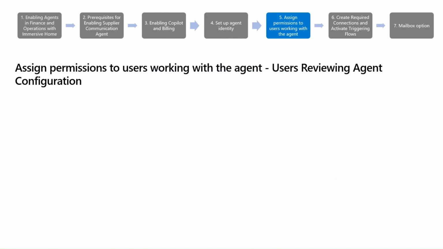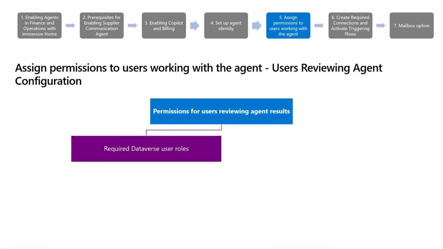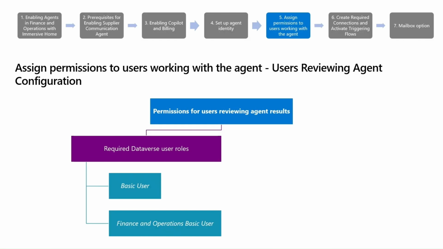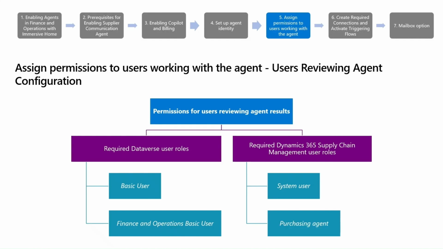Users reviewing agent results. For users who are only reviewing the outcomes generated by the agents, a more limited set of roles is needed, such as basic user and finance and operations basic user for Dataverse, and system user and purchasing agent for Microsoft Dynamics 365 Supply Chain Management user roles.